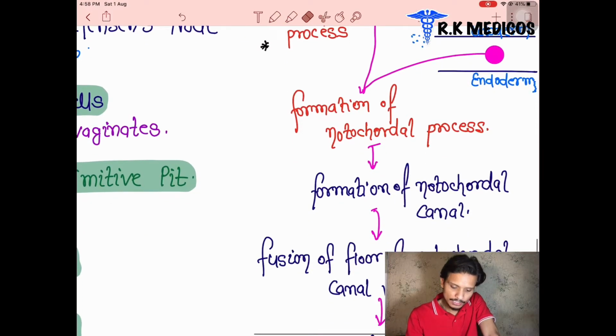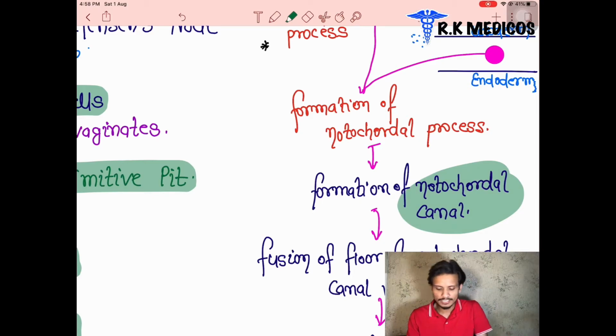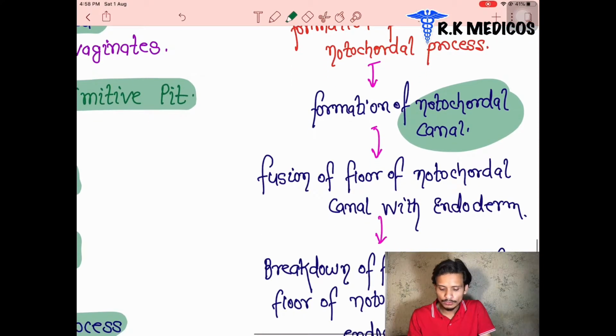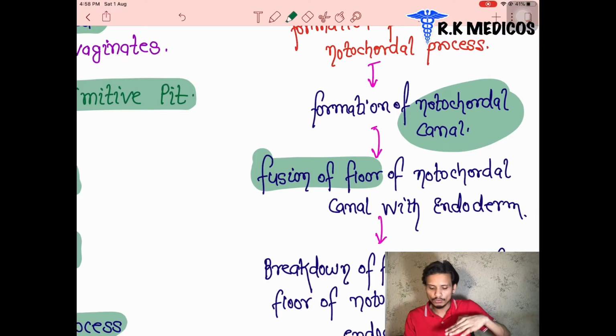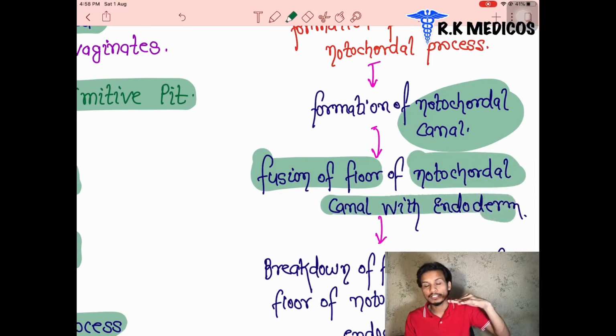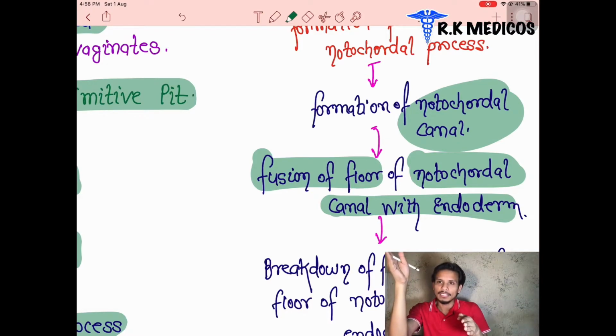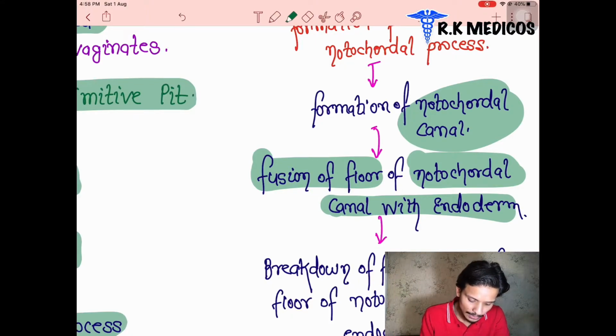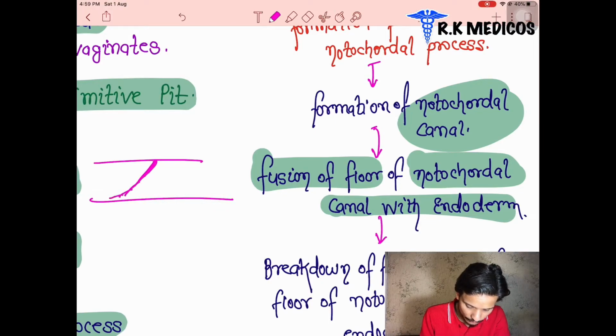A canalization happens in this. I already told you a canalization happens in the blastopore or the notochordal process, and after that the fusion of this with the floor of the notochordal canal. This notochordal canal is going to fuse with the endoderm. How? They form a canal from the ectoderm and come down, fusing with the endoderm. The surface of the endoderm fuses with it.